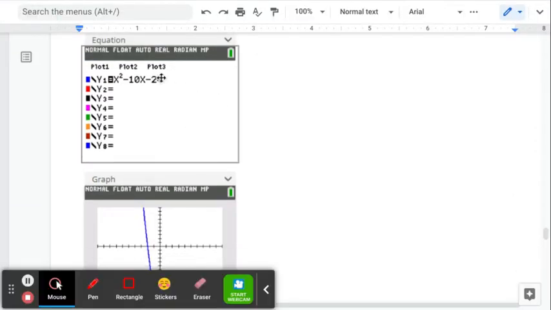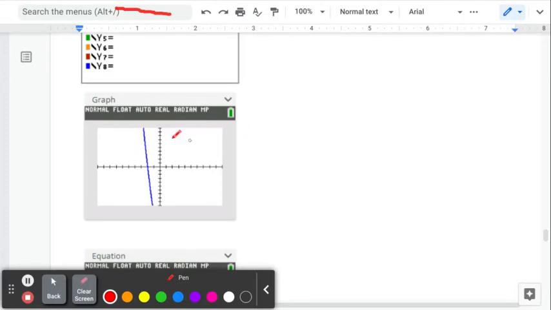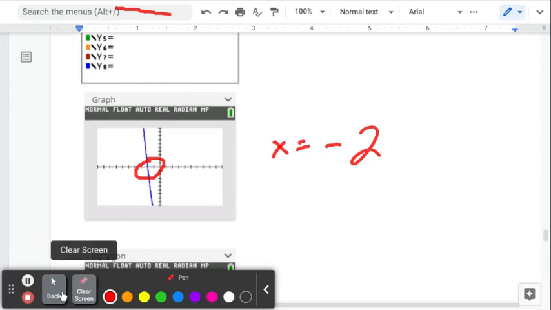So here's what I did. Went to y1, x squared minus 10x minus 24, and then I just hit graph. If you look, there's our x-intercept. So the root would be x equals, it looks like -2. Well, we wanted -4, -6, so that's definitely not it.